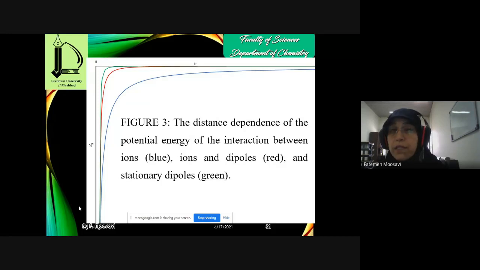What is the reason? The reason is that as the distance between molecules increases, opposite partial charges on each molecule appear to merge and cancel. Whereas in the interaction between a point charge and a dipole, only the partial charges on the dipole appear to merge.